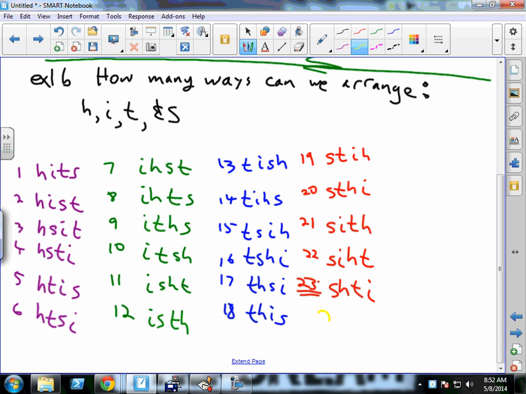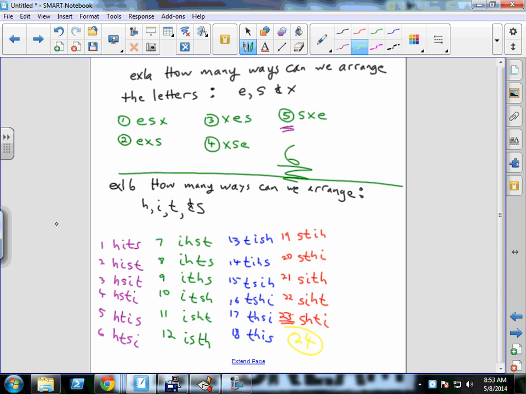Okay. So with three it was 6. With 4 it's 24. Do we want to try this with 5 letters, or is it going to take too long? It's going to take too long.